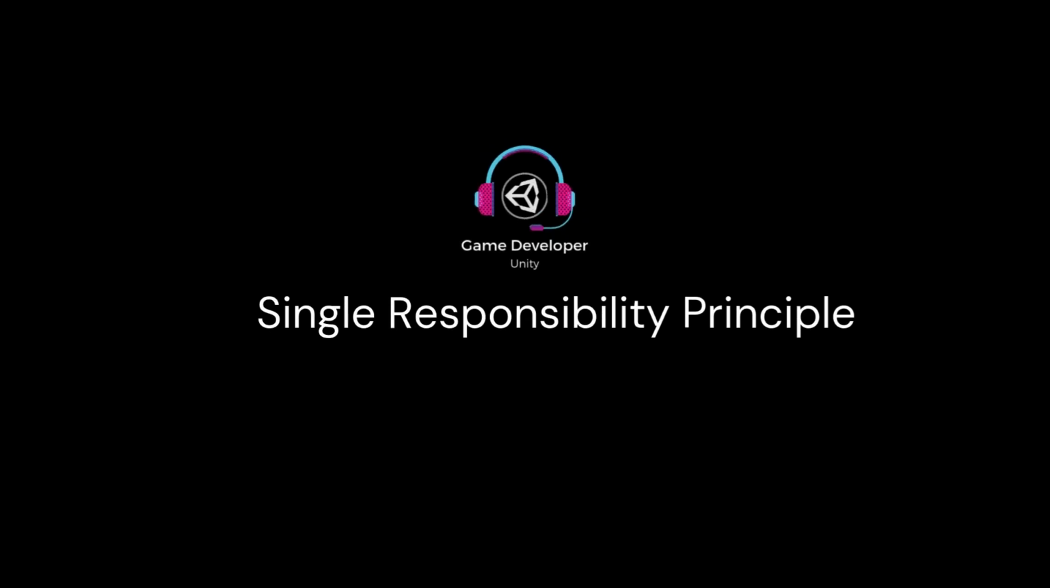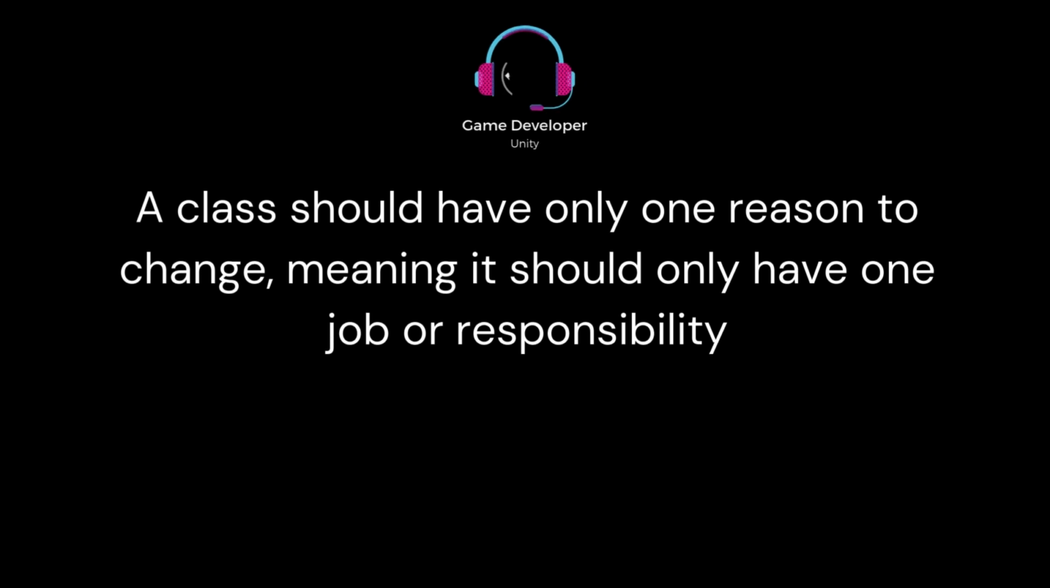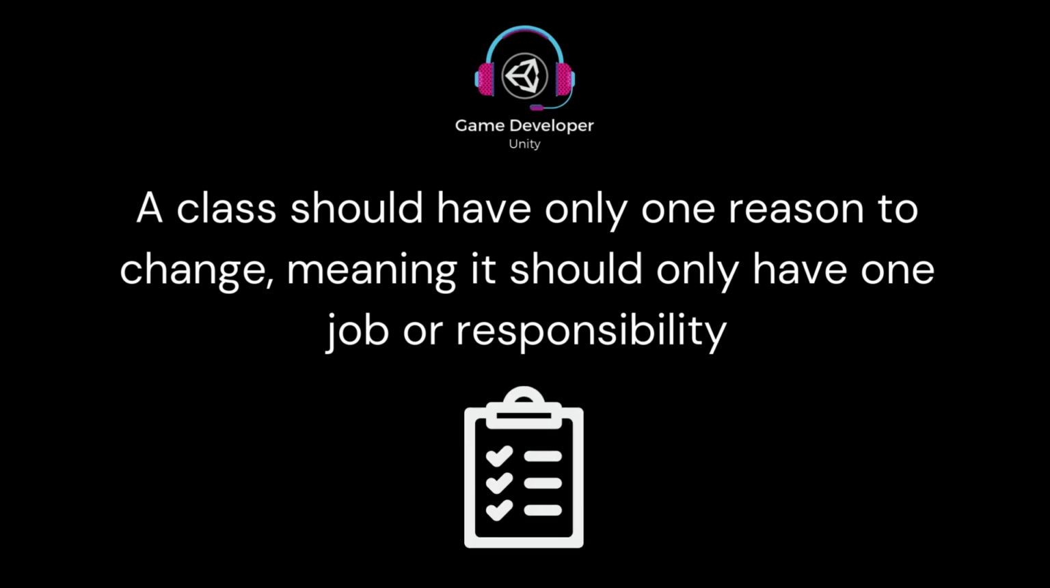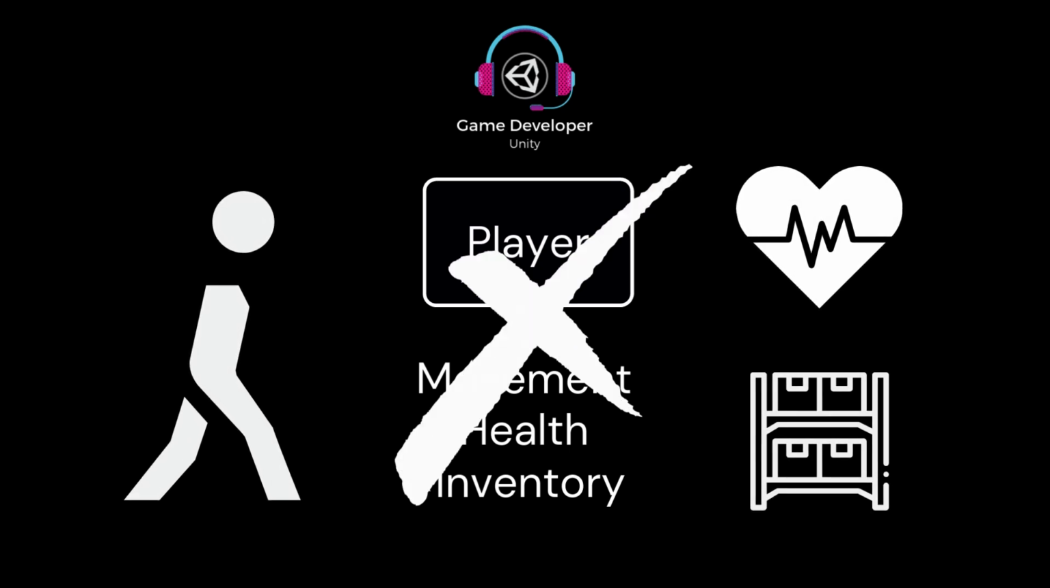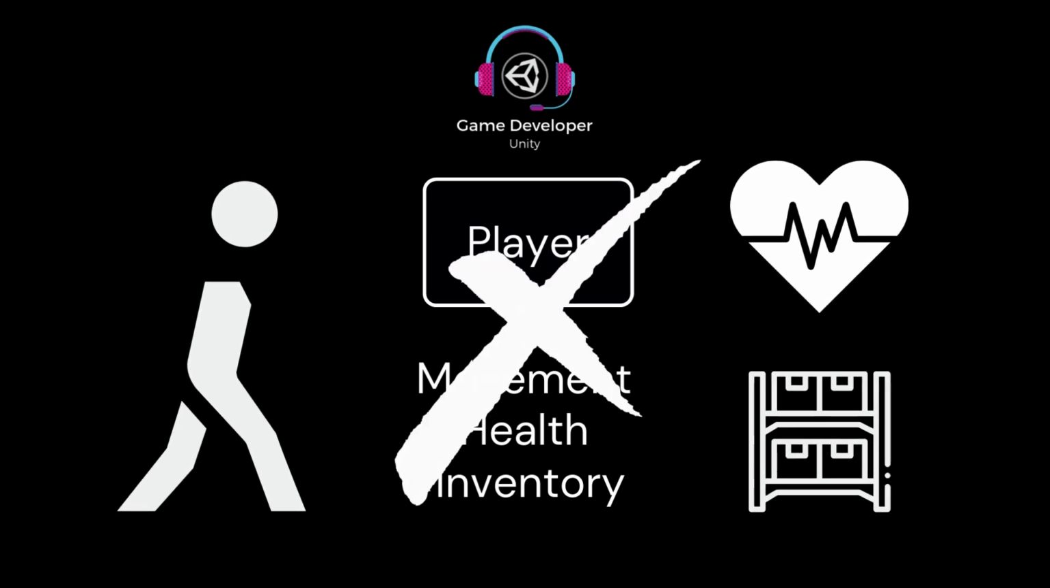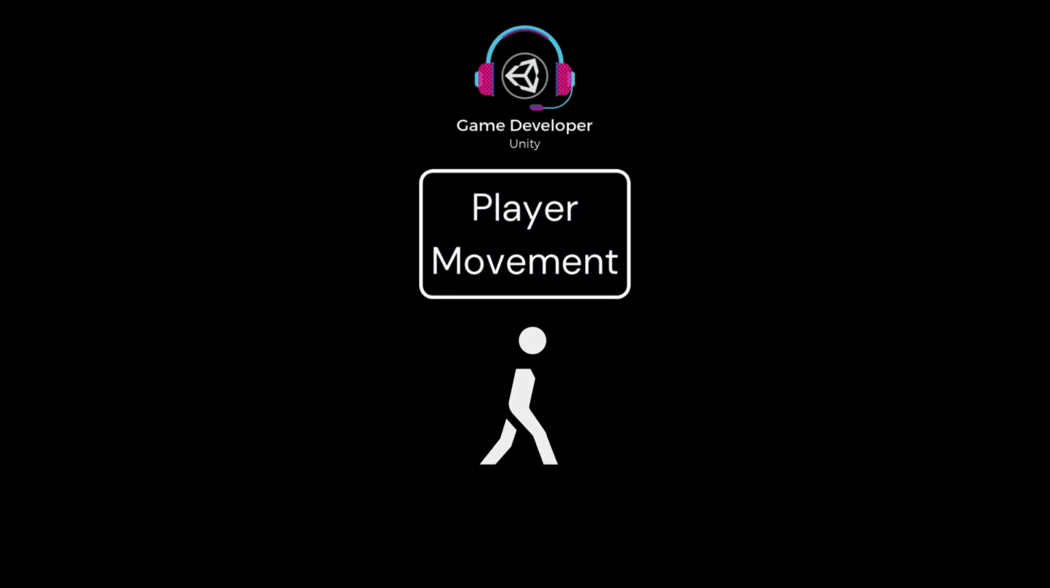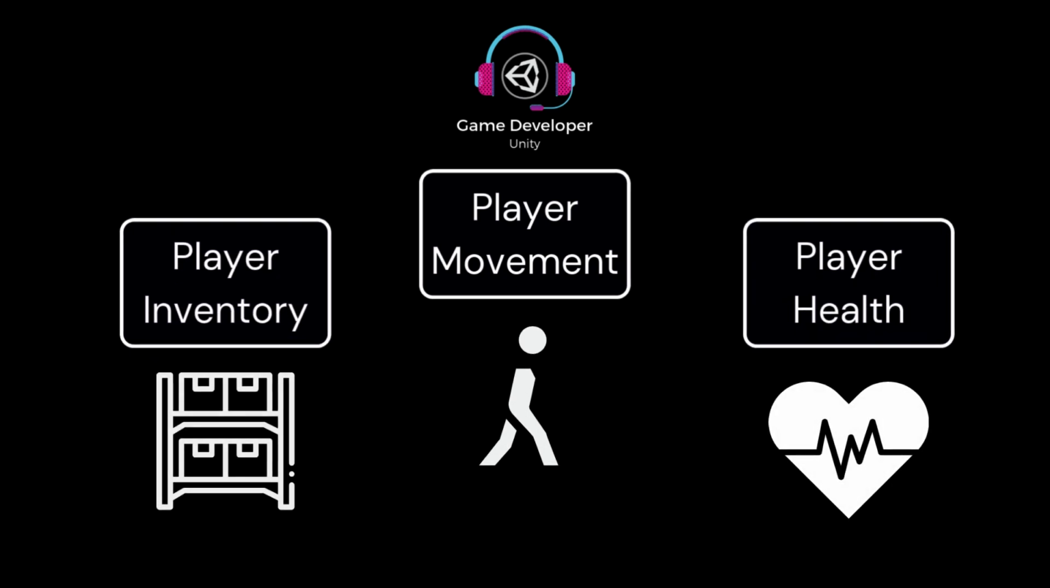Single responsibility principle. Let's start with the single responsibility principle. This principle states that a class should have only one reason to change, meaning it should only have one job or responsibility. For example, in Unity, if you have a player class that handles player movement, health, and inventory management, it violates the single responsibility principle because it has multiple responsibilities. Instead, you could break it down into separate classes: player movement, player health, and player inventory. This way, each class has its own responsibility, making your code cleaner and easier to manage.